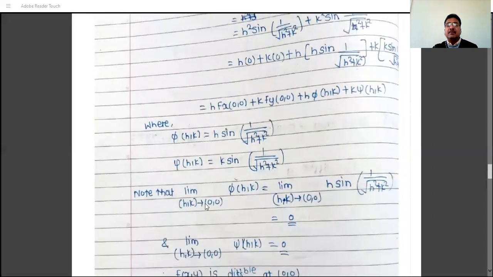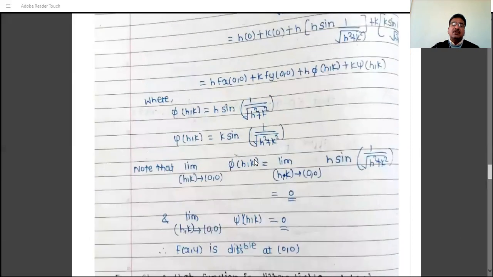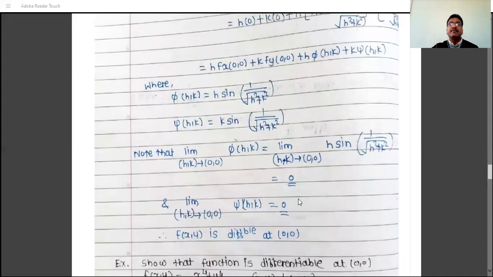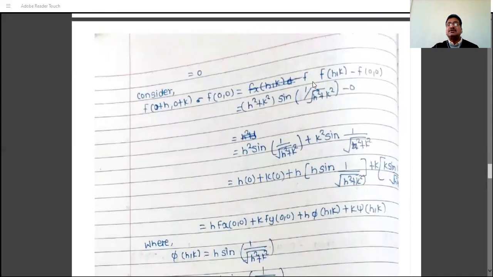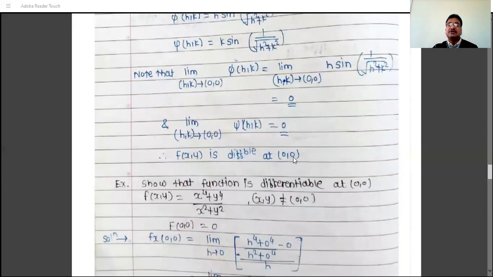So we will find the limit of phi(h,k) as (h,k) tends to (0,0). The limit of this factor is 0, as h is 0, and similarly the limit of psi(h,k) as (h,k) tends to (0,0) is 0. Therefore the function is differentiable at (0,0). Why? Because f(0+h, 0+k) minus f(0,0) is expressed in the form h fx(0,0) plus k fy(0,0) plus h phi(h,k) plus k psi(h,k), where phi and psi tend to 0 as (h,k) tends to (0,0), and therefore the function is differentiable at (0,0).